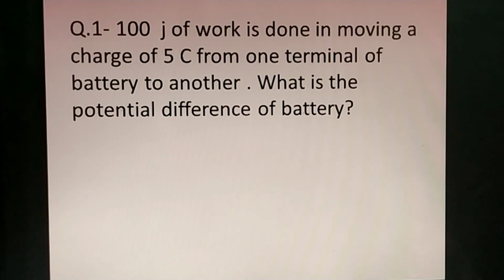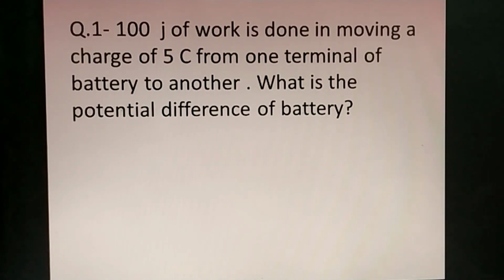100 joule of work is done in moving a charge of 5 coulomb from one terminal of a battery to another. Then what is the potential difference of the battery? 100 joule of work. So it means work is given, that is 100 joule, and charge is given, that is 5 coulomb, and you have to find out the potential difference.